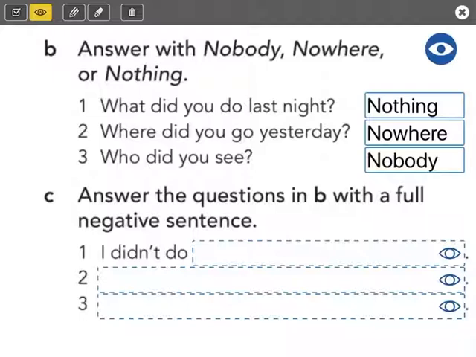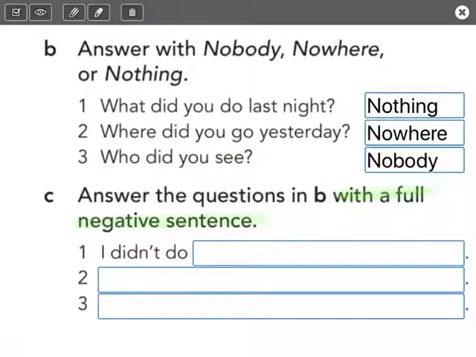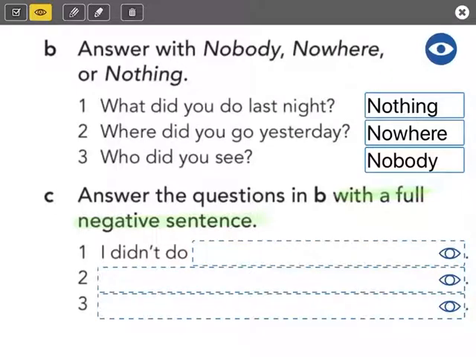Now let's have a look at exercise C. Answer the questions in B with a full negative sentence. Now here, the sentence must be a full negative sentence. Are you ready? Again, pause the video. Take a moment to complete the sentences. Now, number 1. What did you do last night? I didn't do anything.